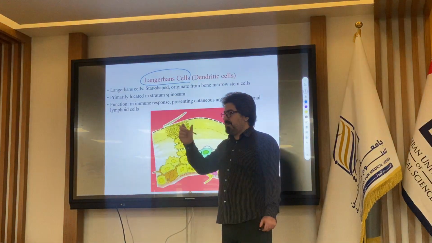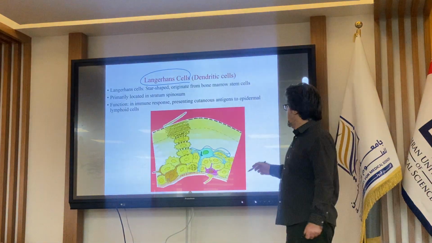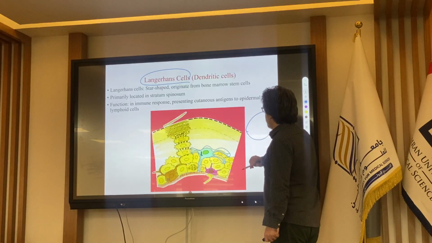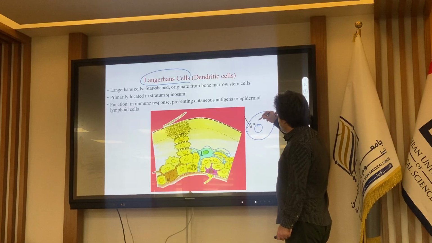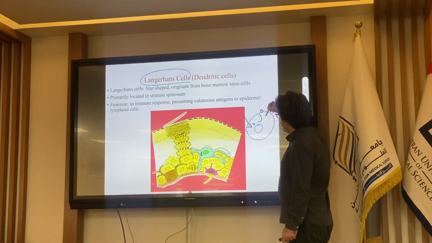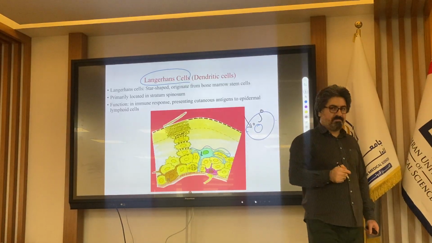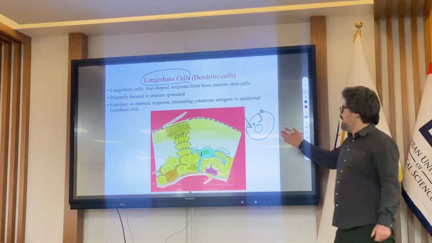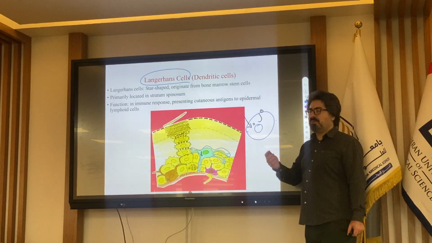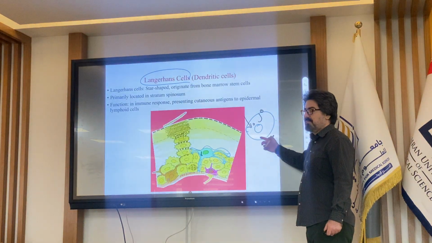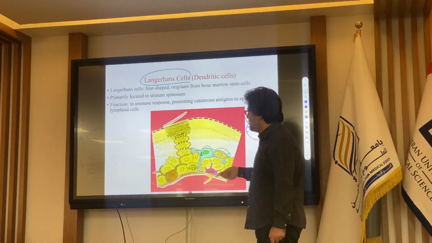Langerhans cells absorb the antigen, process the antigen, and present the antigen on the surface. Imagine that this is a Langerhans cell. It absorbs antigen, processes it, and presents it at the surface to other cells, for example B cells. So it is also known as an antigen presenting cell, because it presents antigen at the surface for other cells, for example B cells, T cells, and so on.